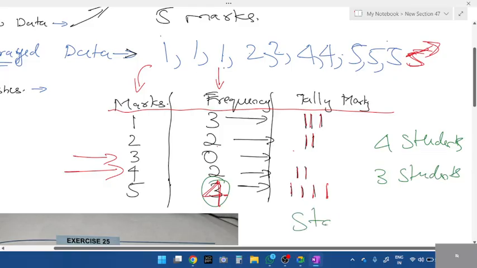Yeah, that is known as statistics. This complete thing put together, students: raw data, arrangement, frequency, marks, tally marks, all this put together, the study of this is known as statistics. Is it clear?